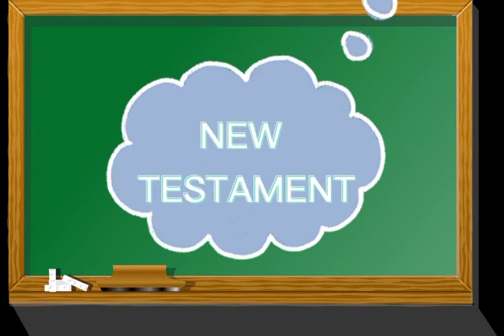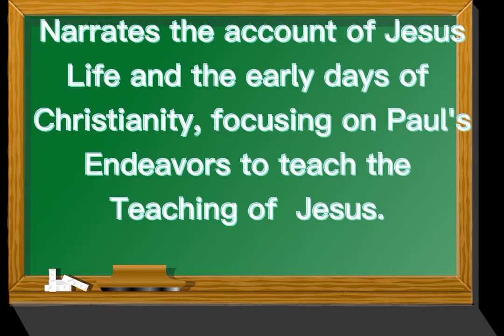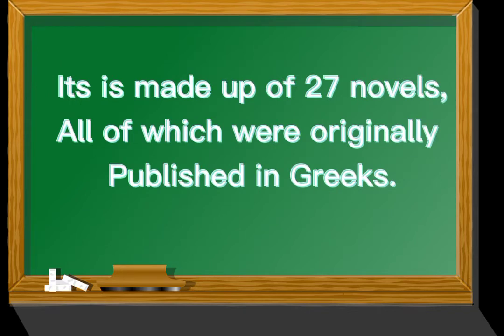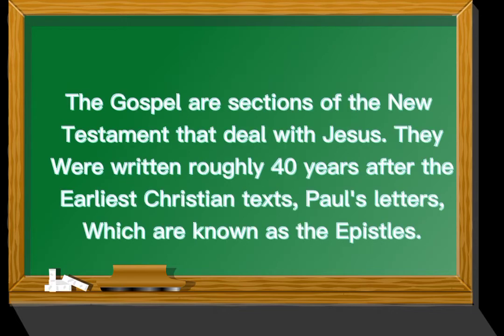The New Testament narrates the account of Jesus' life and the early days of Christianity, focusing on Paul's endeavors to teach the teaching of Jesus. It is made up of 27 books, all of which were originally published in Greek. The Gospels are sections of the New Testament that deal with Jesus. They were written roughly 40 years after the earliest Christian texts, Paul's letters, which are known as the epistles.